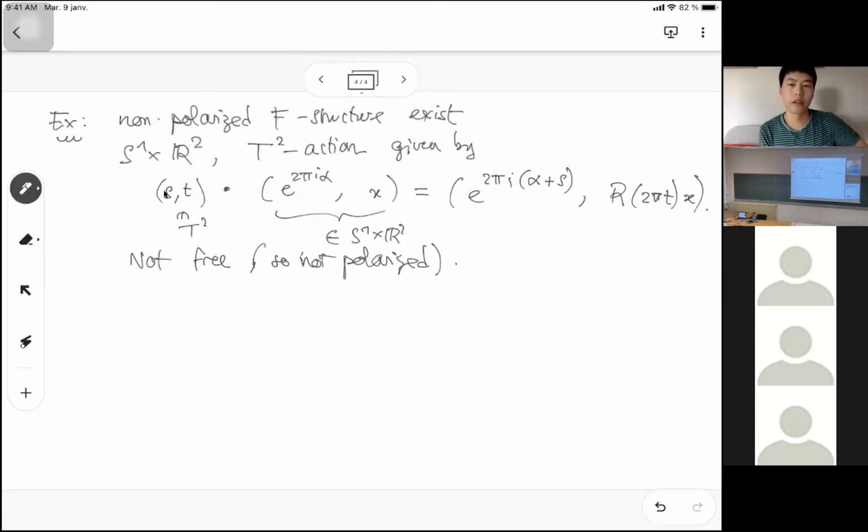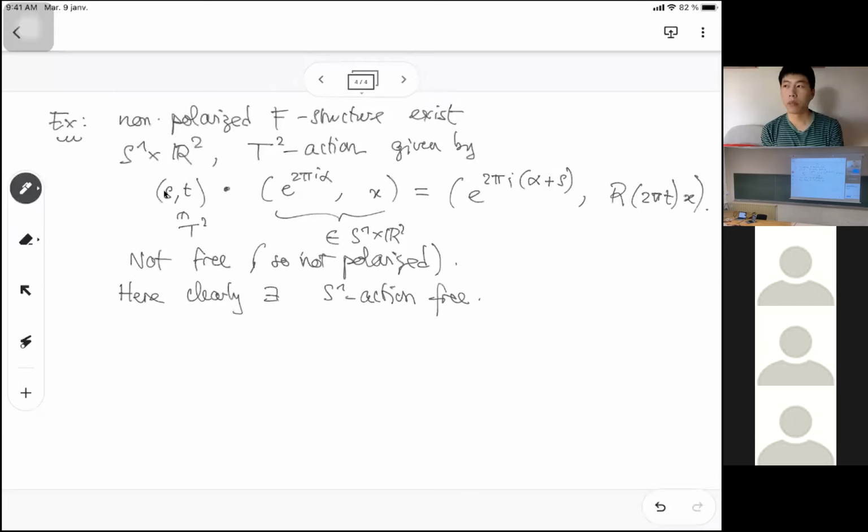So here you might say, well, okay, sure, this T2 action is not polarized, but clearly you have an S1 action, which is free. And so that is a polarized action. So you can apply everything that we said, right? And that's true. So in this particular case, in dimension 3, you do have an S1 action, which is free.